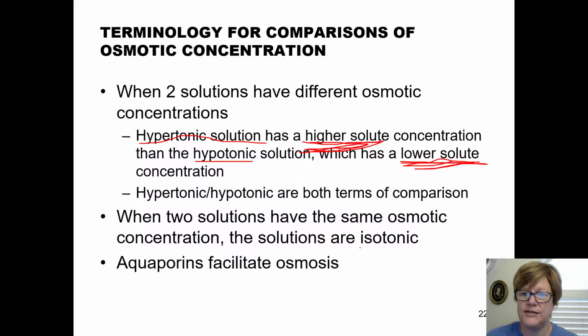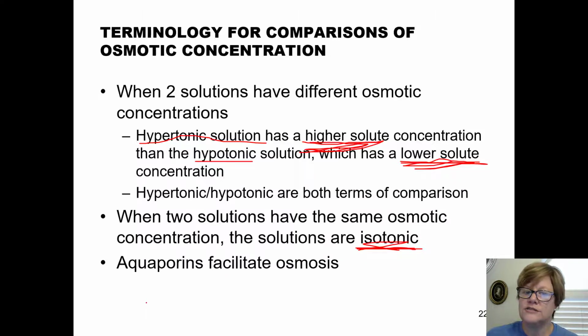The only other possibility is if the two solutions have equal concentrations, we call them isotonic. So isotonic would be the end point. That would be when the two solutions finally reach equal concentration, osmosis will stop, and the two solutions are called isotonic. It's really the end point. That's when osmosis would stop.